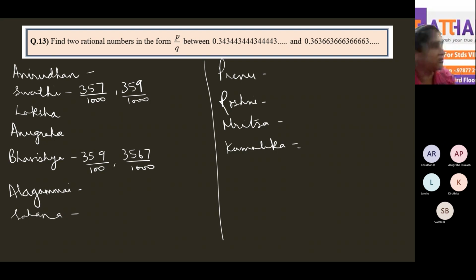So can't we write a terminating decimal? 0.34 and 0.36. What can we put between 34 and 36? Can we put 35? So 0.35 itself is an answer, no? Terminating decimal. You know, you can change it. But 0.35 itself is an answer because it is a terminating decimal. So we can just see 0.34 and 0.36, okay?